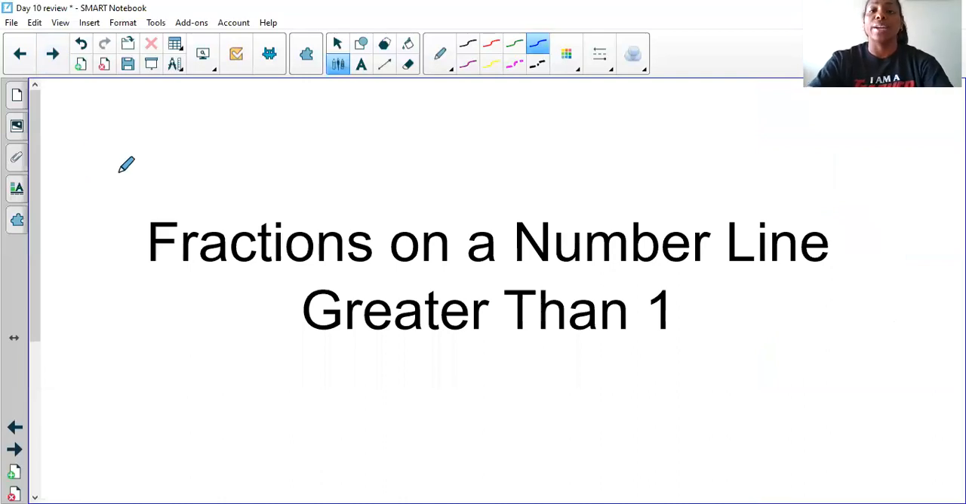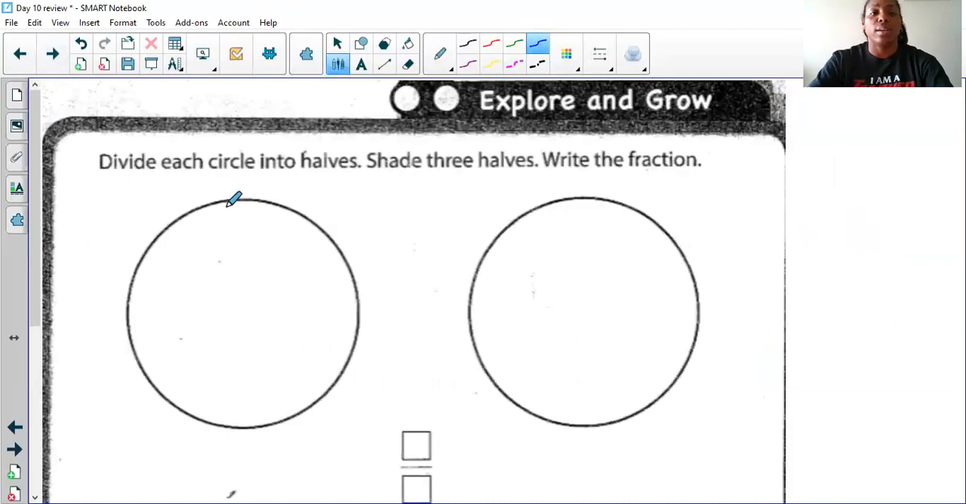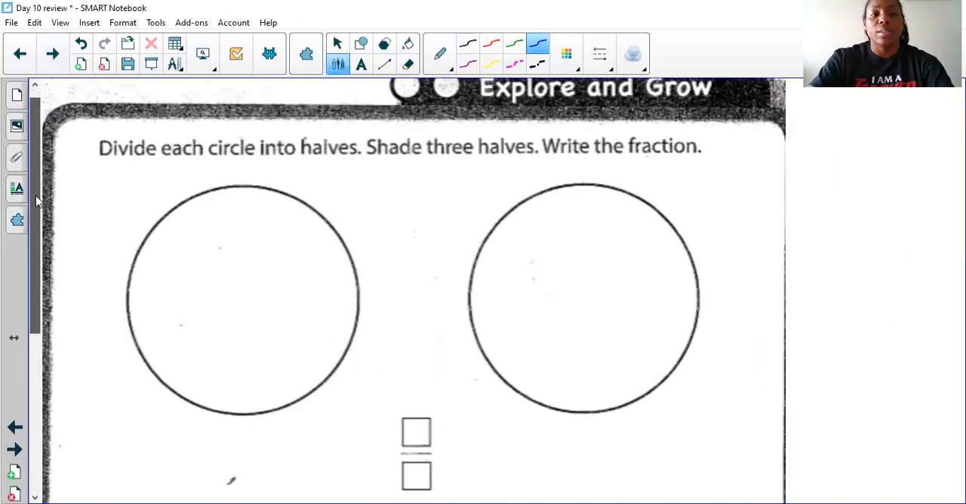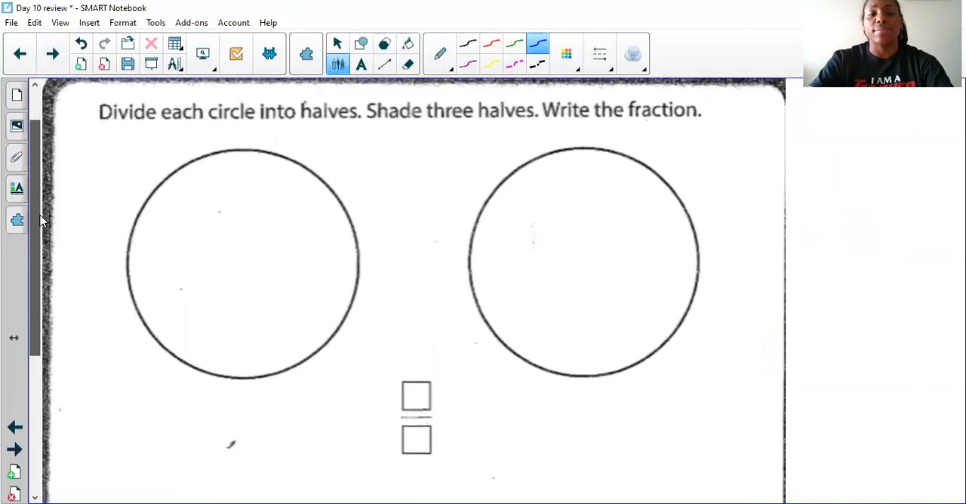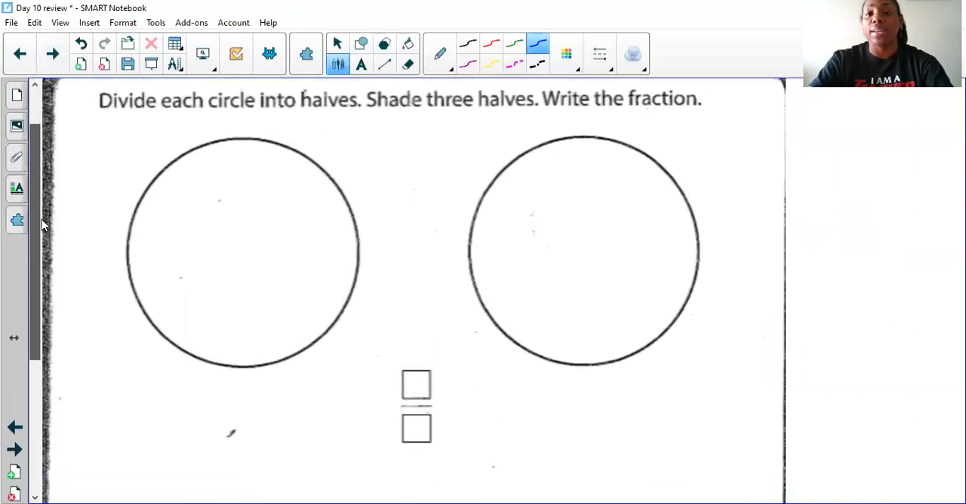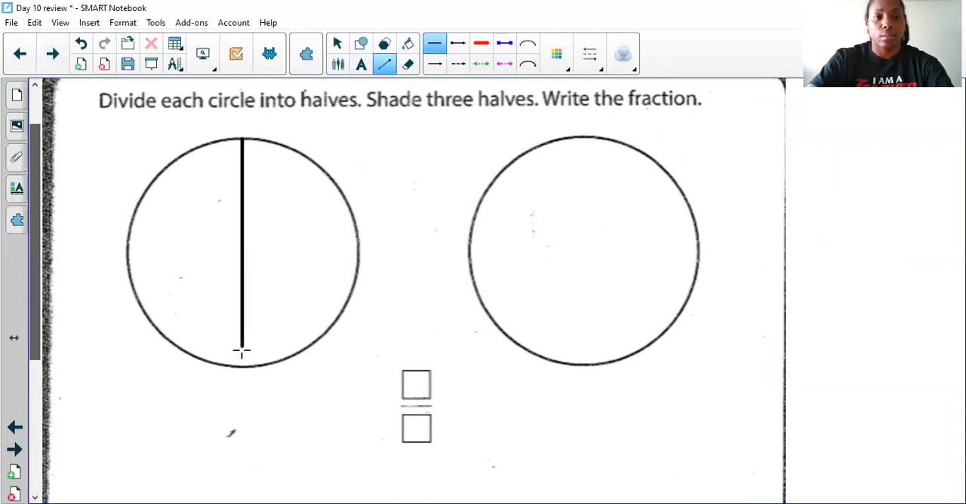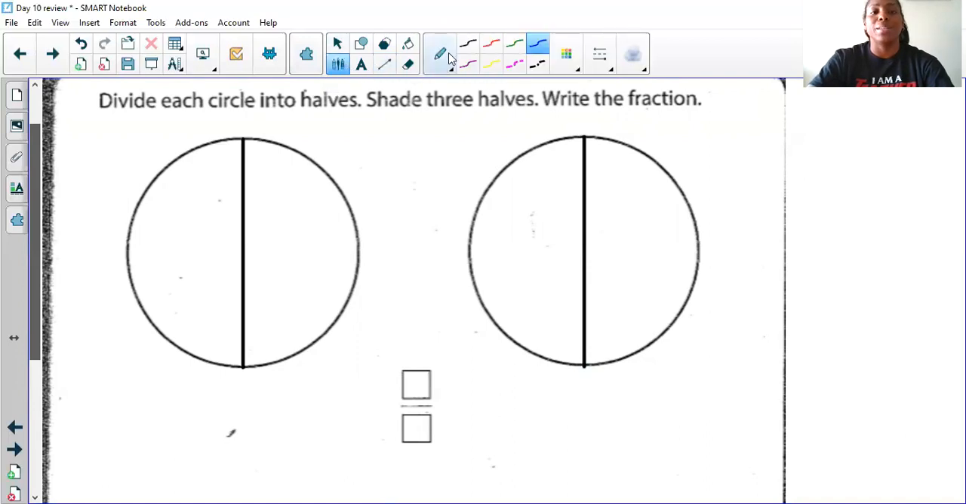Fractions on a number line greater than 1. So we're going to take a look at this Explore and Grow. It says divide each circle into halves. Shade 3 halves, write the fraction. That sounds simple enough, doesn't it? So I'm going to go ahead and divide these two circles in half. Simple enough.